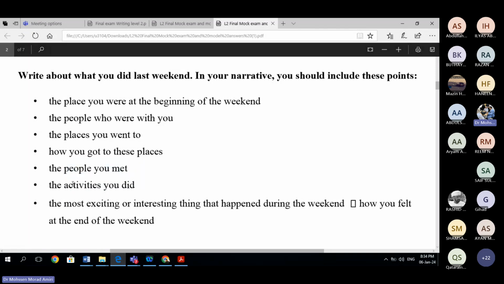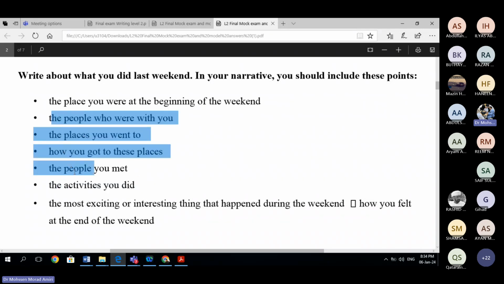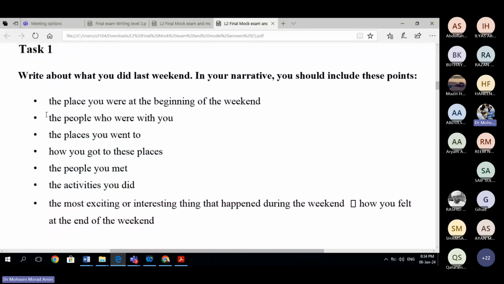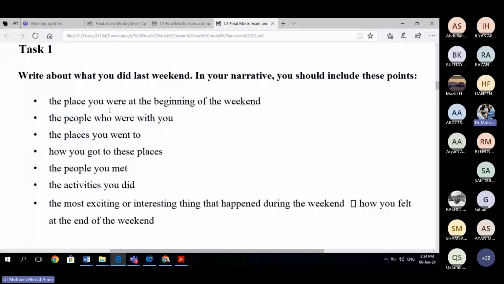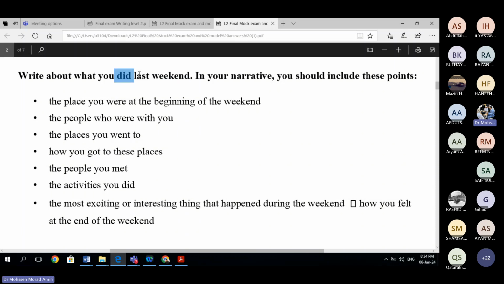Okay, the activities you did. Maybe you don't know this part, so don't answer it. If you don't need to answer all these things, guys, these are some points that can help you to write. The most important thing is this. Last weekend. What did you do last weekend? Focus on this. Last weekend, what did you do? This is the most important part.